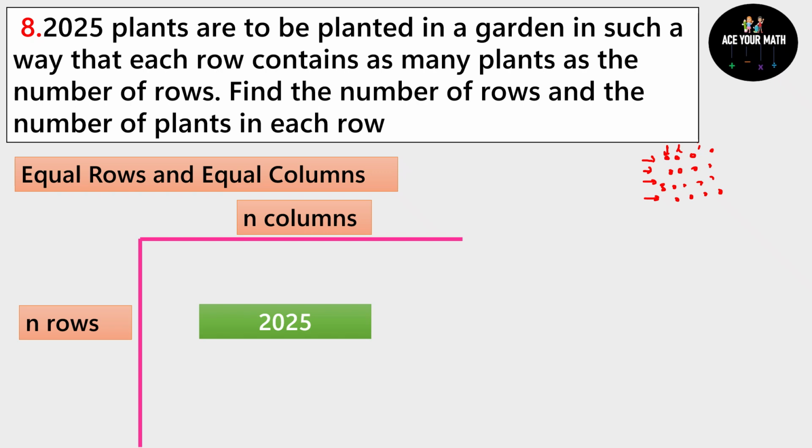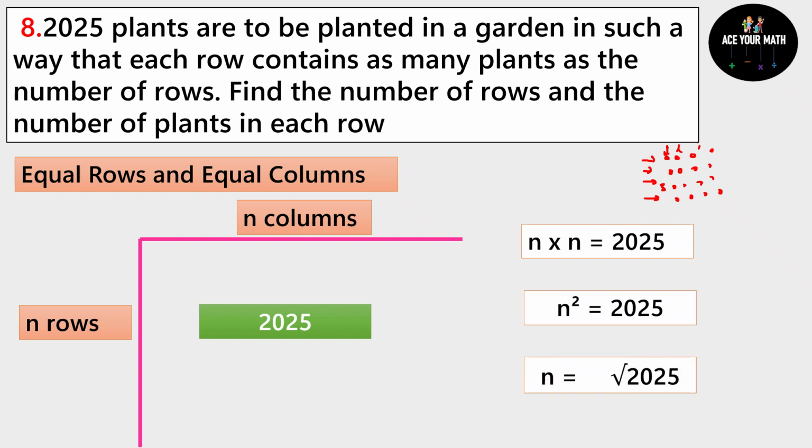In mathematical terms, how will you write it? You will write n times n is equal to 2025. n times n will give you n square, which is equal to 2025. Now you need to find n. So n is nothing but square root of 2025. Now let's find the square root of 2025.